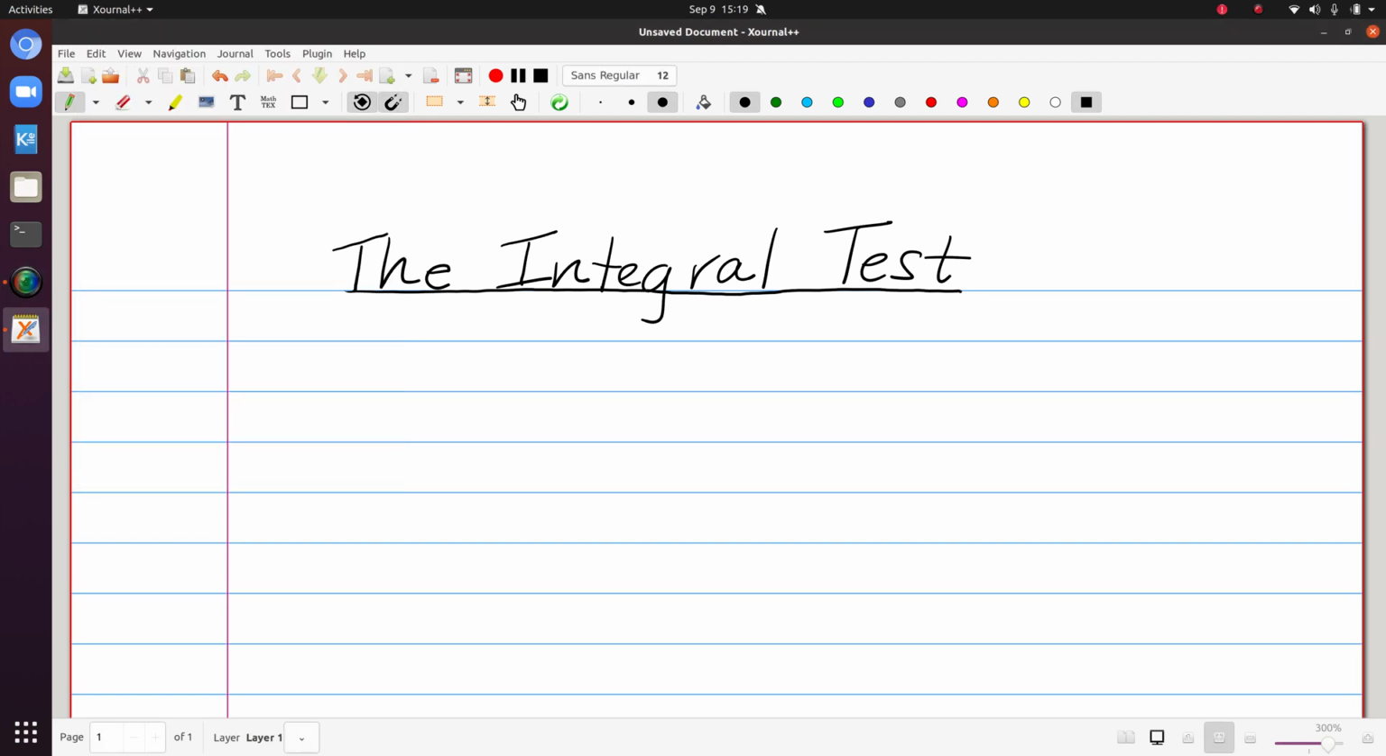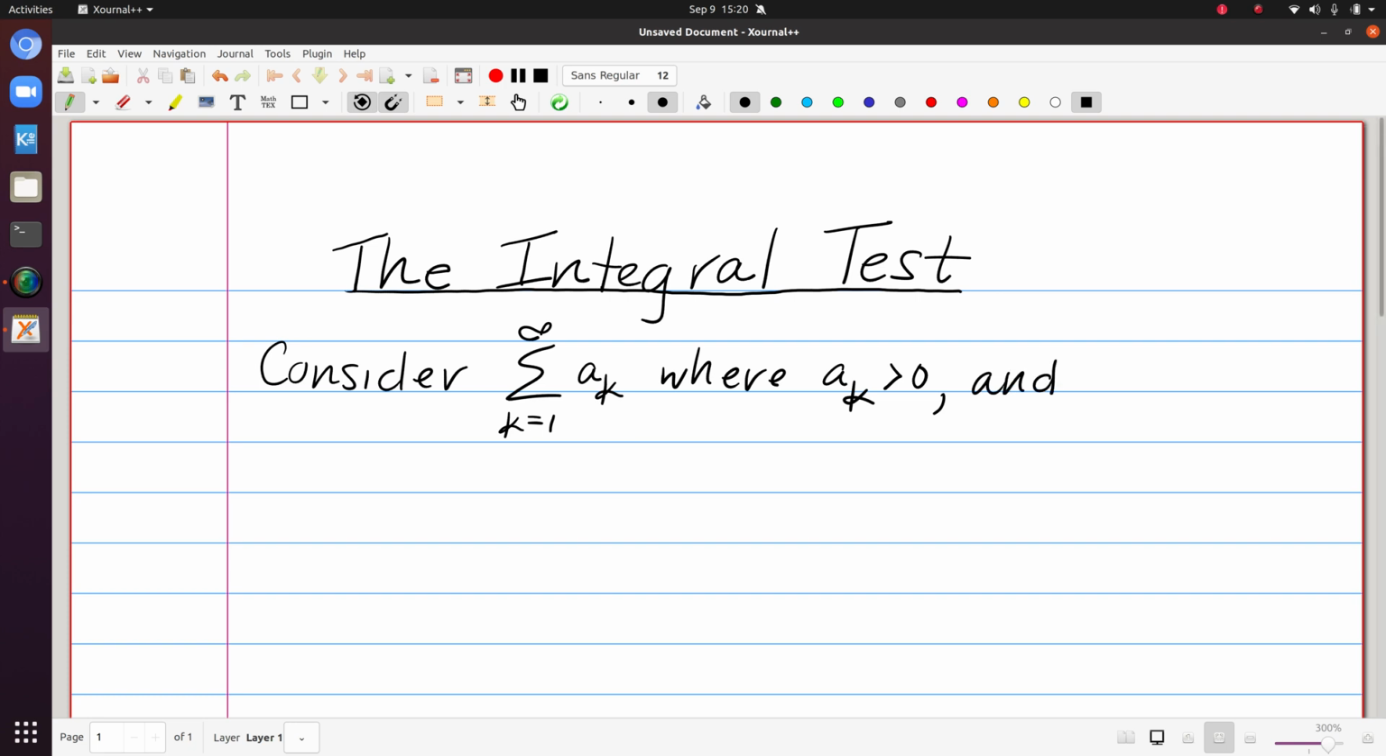In this video, we're going to go through the derivation of the integral test for series. To set this up, we're going to consider a series, which really could start again from any k value, but let's just have the sum from k equals 1 to infinity of a sub k. Importantly, we're going to assume that the a sub k terms are positive and decreasing. So a sub k plus 1 is smaller than a sub k.